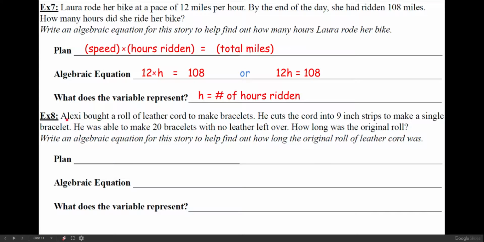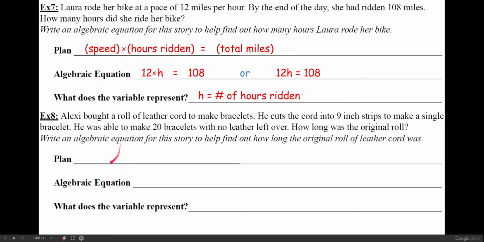All right, Alexi, example 8. Alexi bought a roll of leather cord to make bracelets. He cuts the cord into 9-inch strips to make a single bracelet. He was able to make 20 bracelets with no leather left over. How long was the original roll? Okay, so we have this long roll of leather cord, and it's almost like a ribbon on a spool. You just pull it and cut it into pieces. So he cuts them into 9-inch strips, and he was able to get 20 9-inch strips with nothing left over.